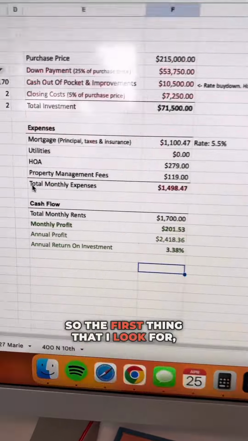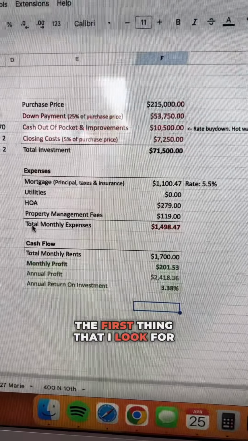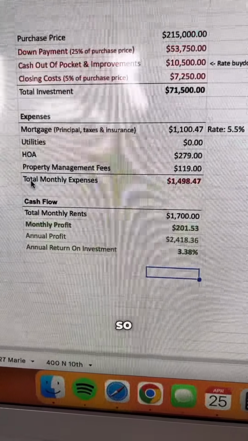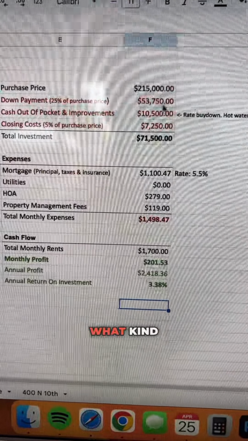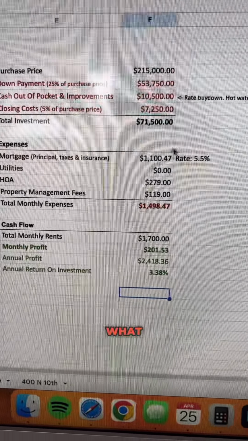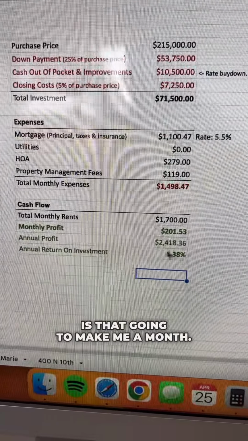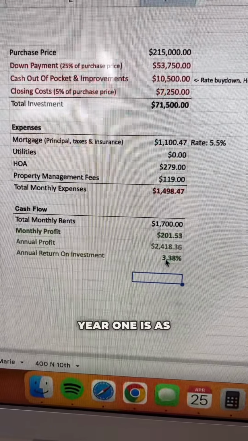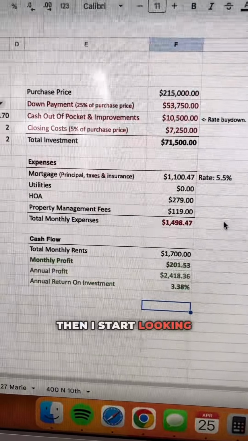So the first thing that I look for, this is the last deal that we just bought. It's a townhouse. The first thing that I look for is cash flow. So the number one thing I'm checking off the list when I run numbers: what's my purchase price? What kind of money out of pocket do I need to put down? What rate would that be at? And then obviously, how much money is that gonna make me a month? Ideally, this percent return, year one, is as high as possible. As long as cash flow checks out, then I start looking at everything else.